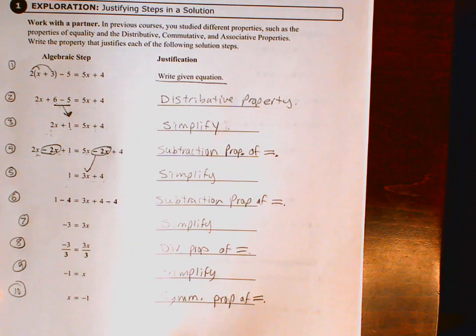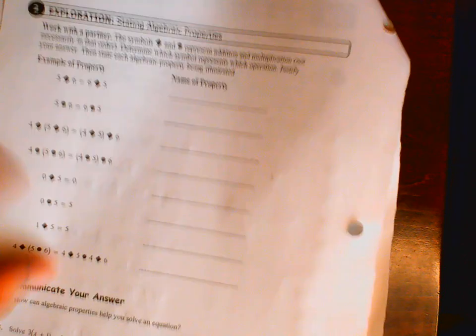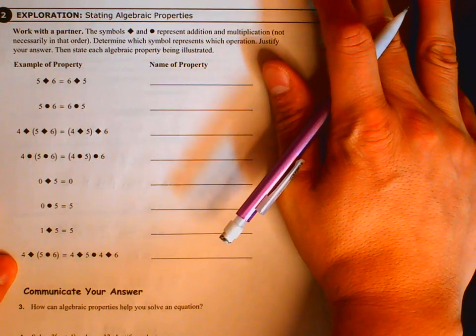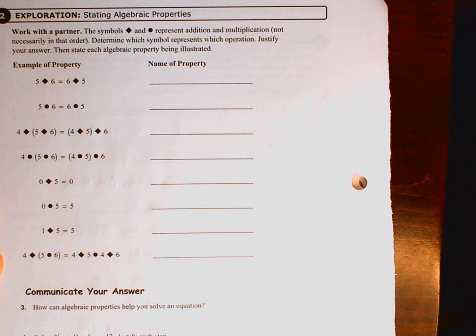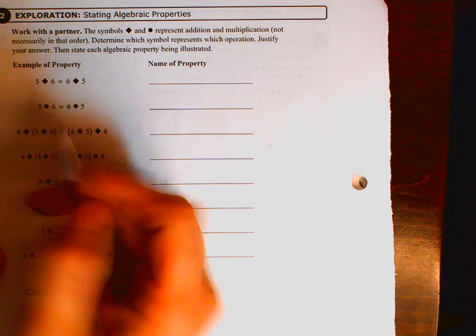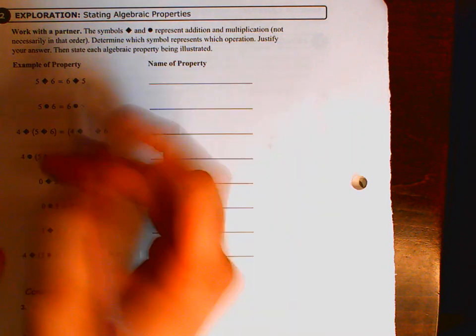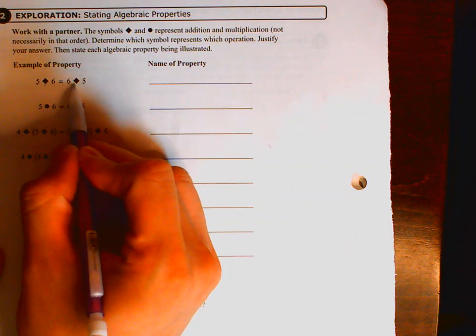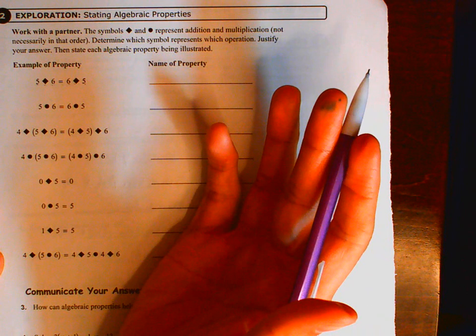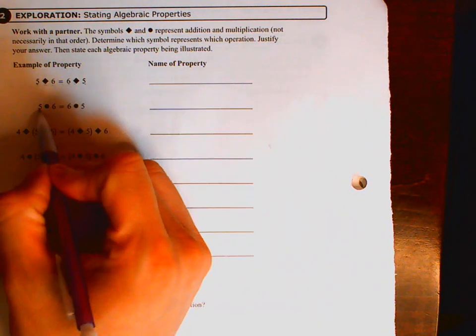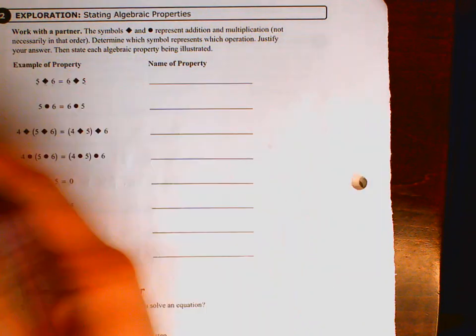All right, let's turn to page 50. Okay, so here we need to figure out what the name of these properties is going to be. So all we know is that you're either going to have a circle or a square that's going to represent addition or multiplication. At this point, we don't know. Okay, now let's look at something. 5 diamond, so it's a square, diamond, same thing. I'll call it diamond. 5 diamond 6 equals 6 diamond 5. So we got to check to see if this works with both multiplication and addition. 5 plus 6 does equal 6 plus 5. And 5 times 6 equals 6 times 5. So here we know it's going to work for both.